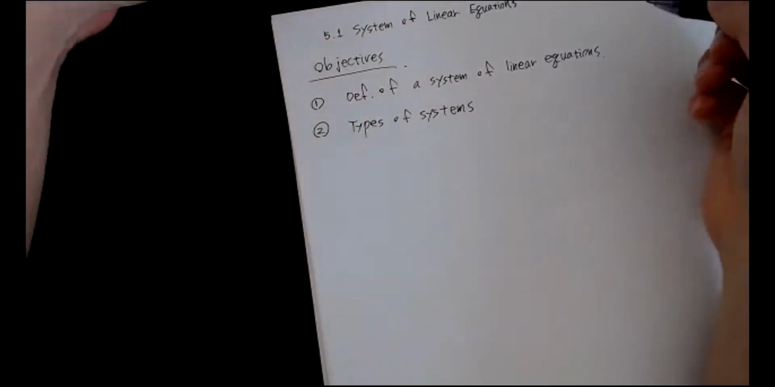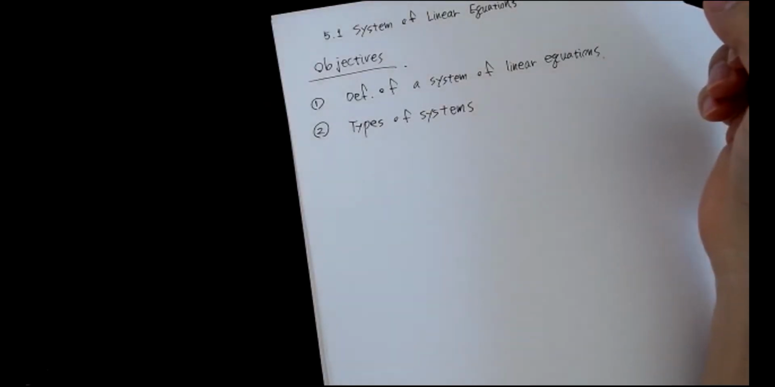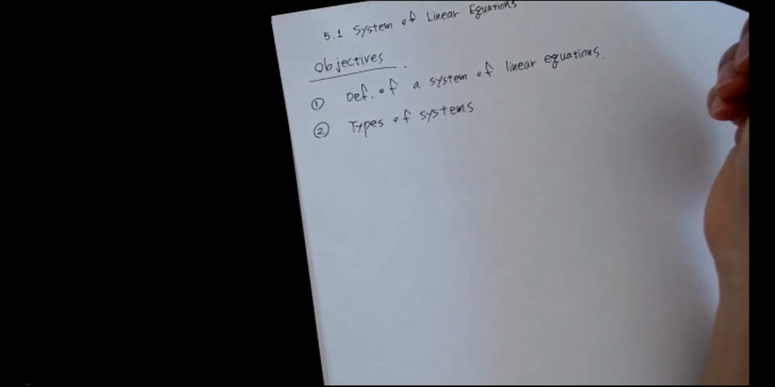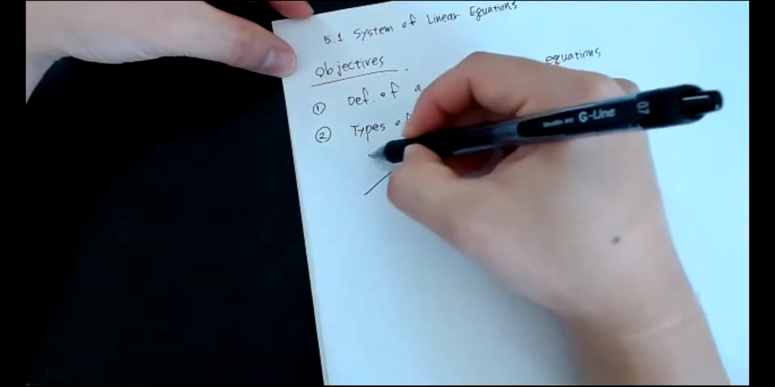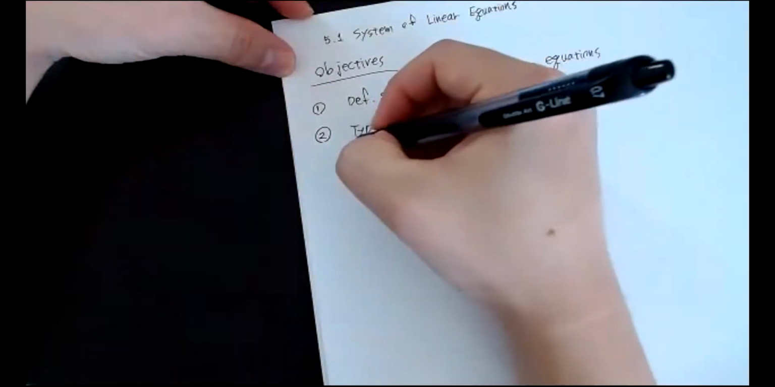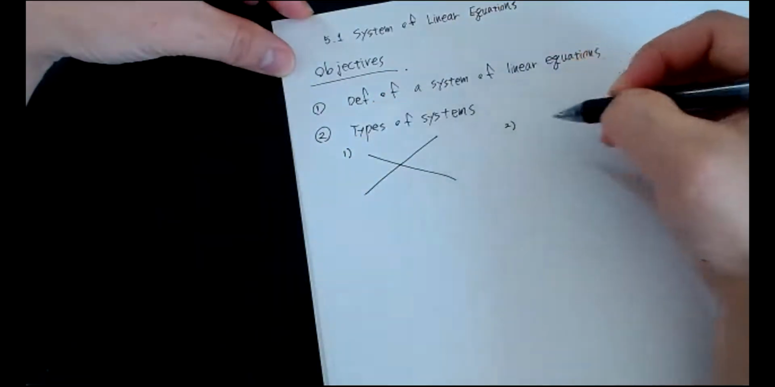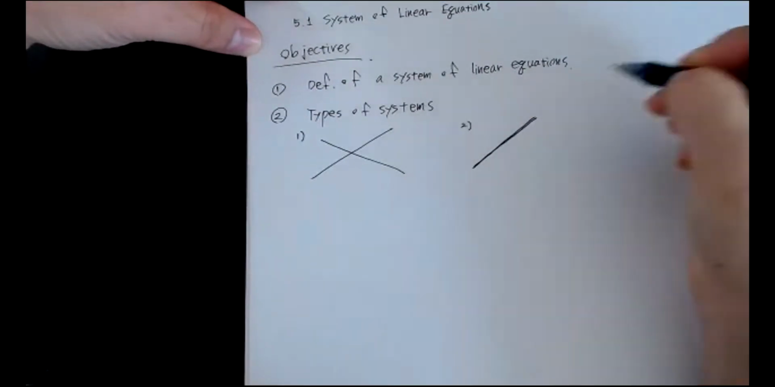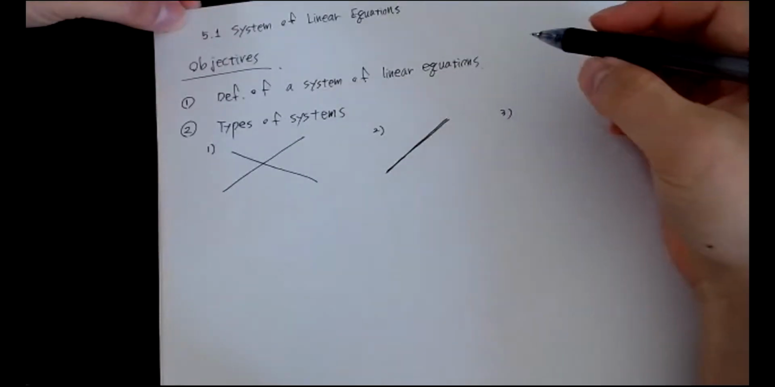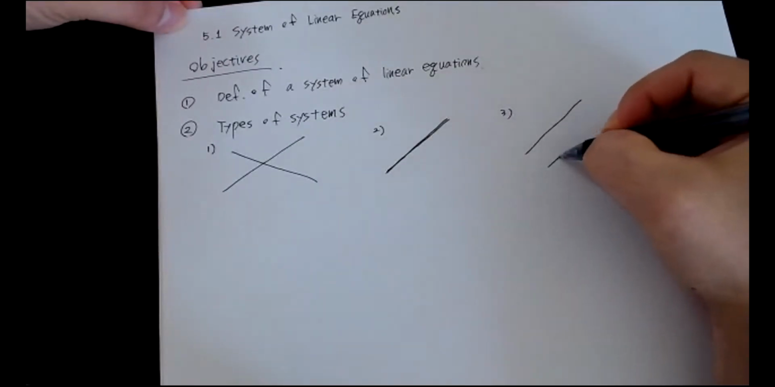Okay. I told you the graph of a linear equation in two variables is a straight line, right? So we just deal with two linear equations, which means we deal with two straight lines. Then we can think about three cases. Case one, two lines just cross. In case two, the two lines are identical. And the third case, the two lines are parallel.